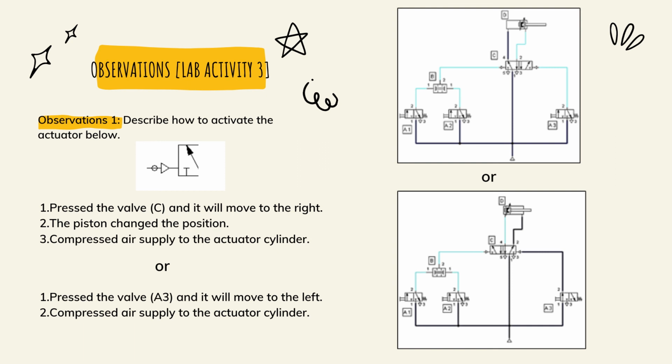Okay, as you can see, in the first picture the blue line shows that the compressed air supply will flow through the valve to the actuator. And in the second picture, the dark blue line from A3, which is valve A3, the compressed air flows through the valve and to the actuator cylinder.